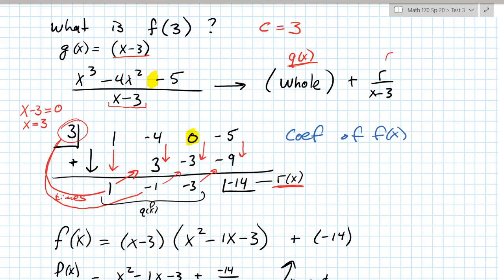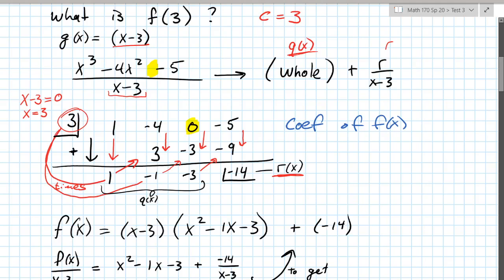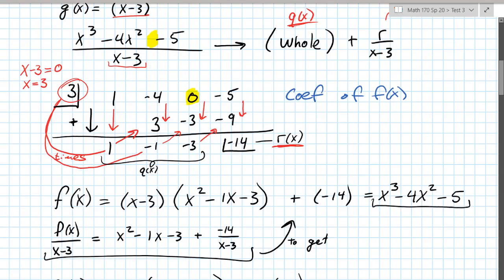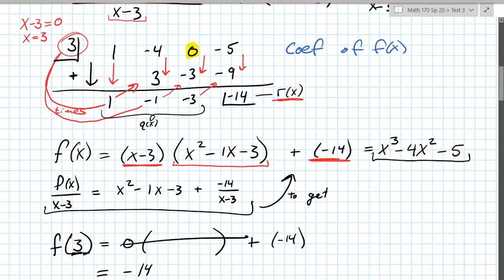So what we can do is write f of x, which was equal to x cubed minus 4x squared minus 5, instead in this form where we have our x minus c factored out from this other part, and then plus the remainder. That's one way of writing it. The other way of writing it is f of x divided by x minus c equals that stuff that we just found. Great. So who cares about all that?